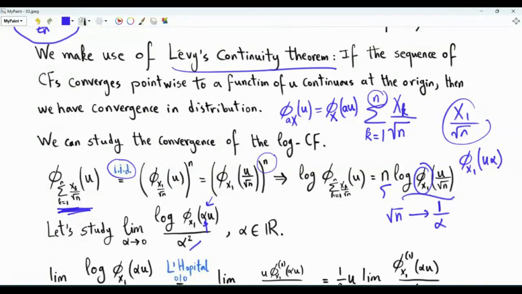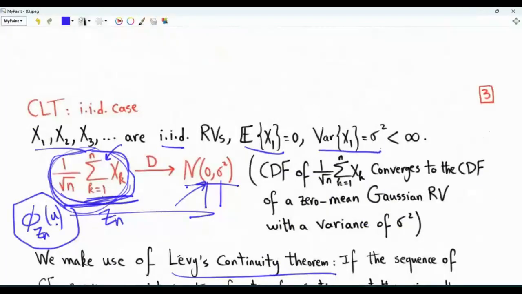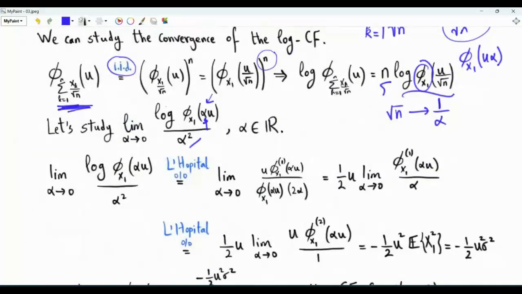We will differentiate with respect to alpha. Can we do this? Yes, because we are dealing with a sequence of random variables with a finite variance, or second moment. According to our theorem, the characteristic function is twice differentiable, so we can actually differentiate it 2 times, not just once. Here we are justified in applying L'Hopital, because the characteristic function is indeed differentiable, since random variable x1 has a finite second moment.